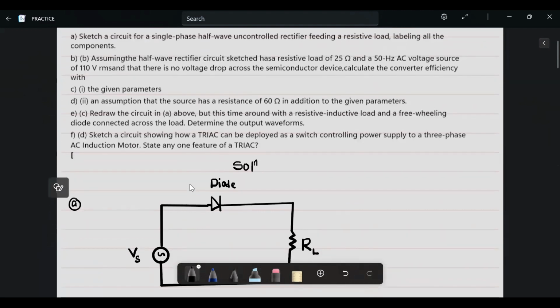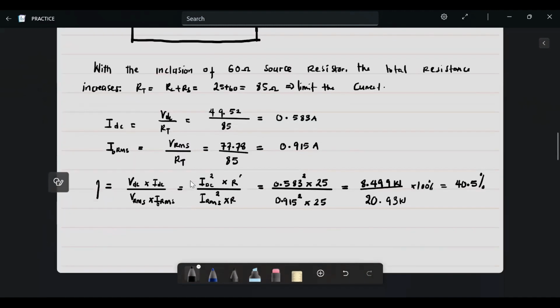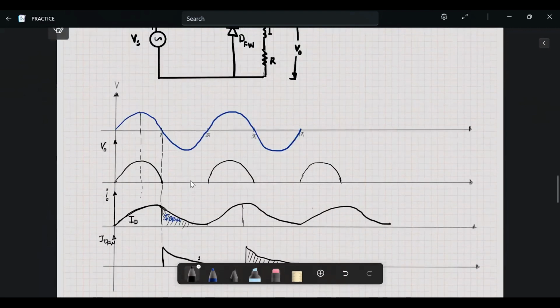So the next question says, sketch a circuit showing how a TRIAC can be deployed as a switch controlling power supply to a three-phase AC induction motor. State any one feature of a TRIAC. So a TRIAC conducts in both directions. In short, it's made up of two thyristors that are connected in opposite directions. So it's used to control the AC voltage.